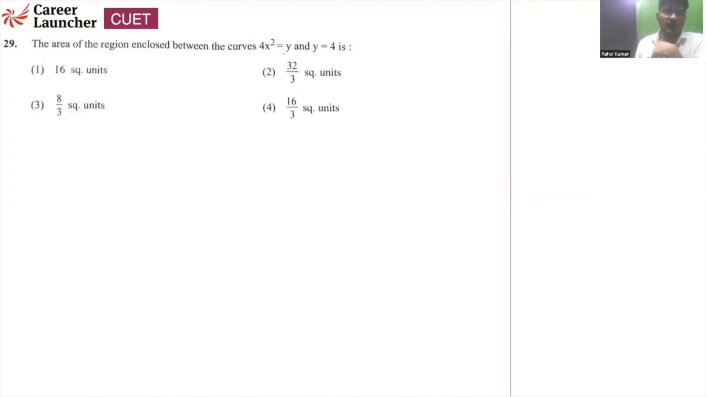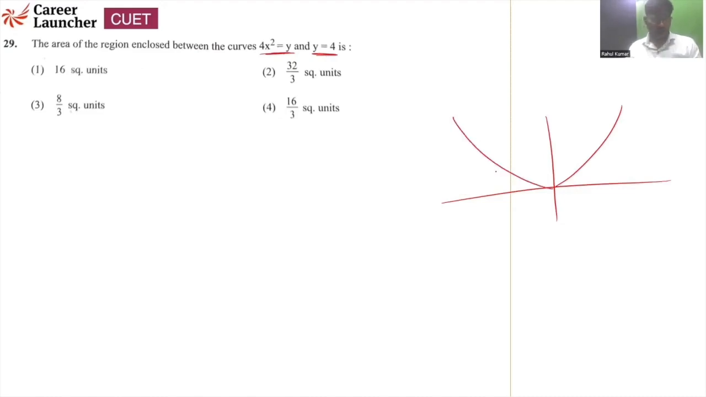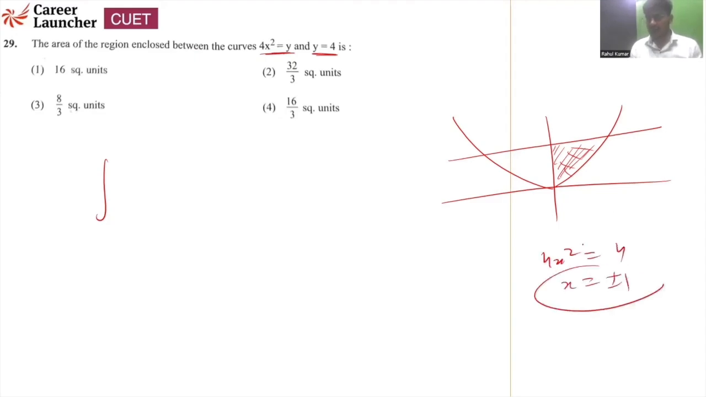So we have the next question. We need to find the area enclosed by this parabola and this line. If you draw the parabola, it will be x square and y. So the parabola is an upward parabola and the line is here. So I will only find this area and I will multiply it by 2. I will get the answer. So we need to find the value of x. So 4x square is equal to 4. So x will be plus minus 1. So here it is 1, here it is minus 1.